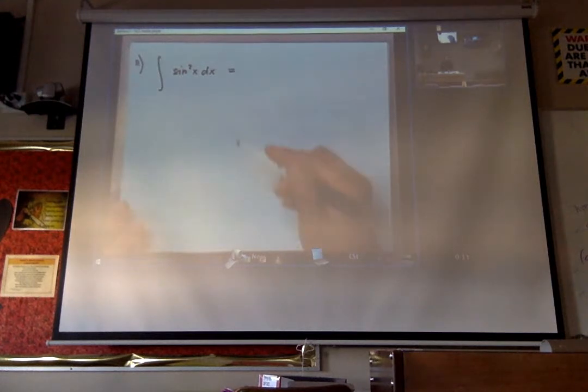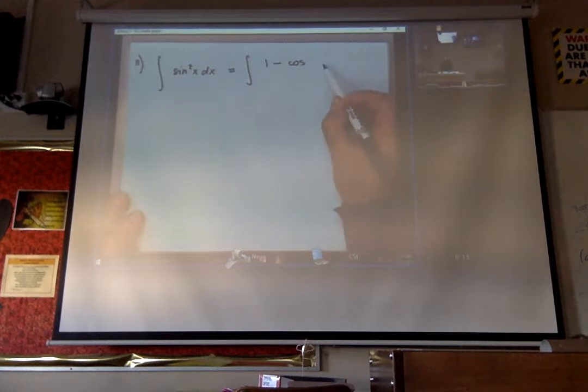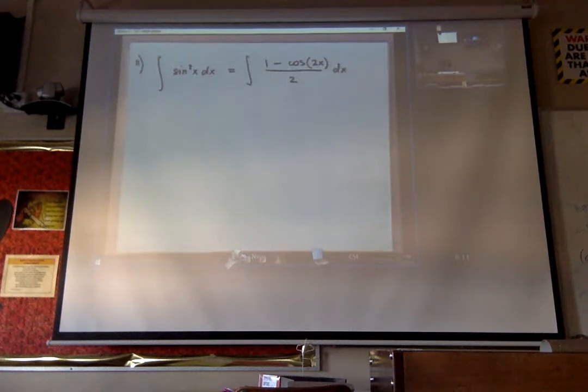So we have to go with 1 minus cosine, and what did I put? Cosine of what? 2x over 2 dx. So that's what we have. We'll go with this substitution and identity.